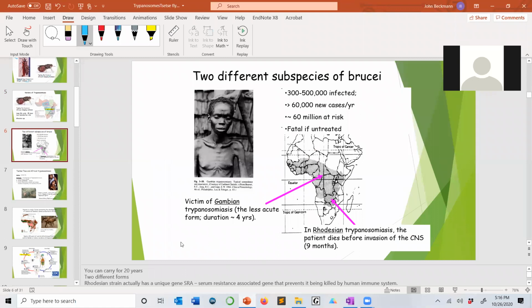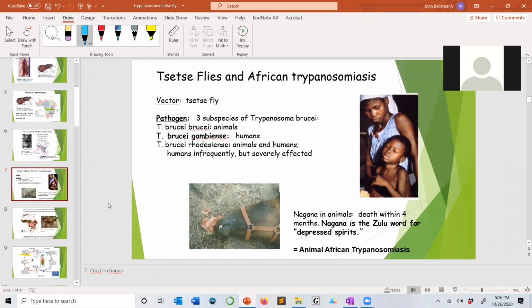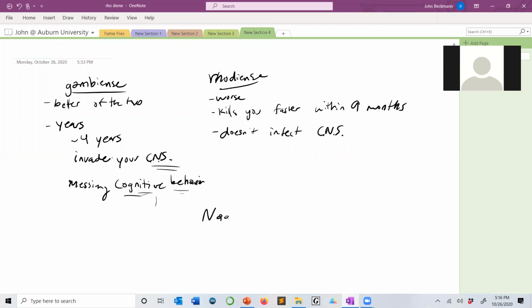So here's a picture of a victim of Trypanosoma brucei gambiense. Not a good thing to get. This is the Nagana. Let's just spend a second talking about the Nagana. Nagana is also another nasty thing you don't want to get. It's the same thing, but a different strain. It's what we call Trypanosoma brucei.